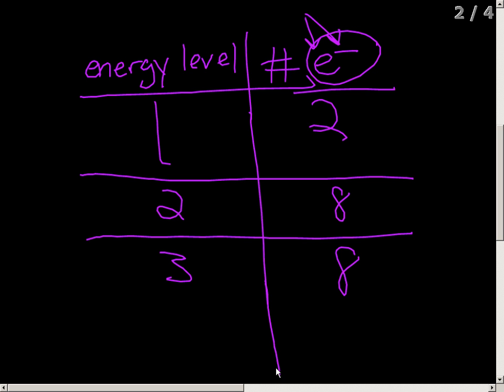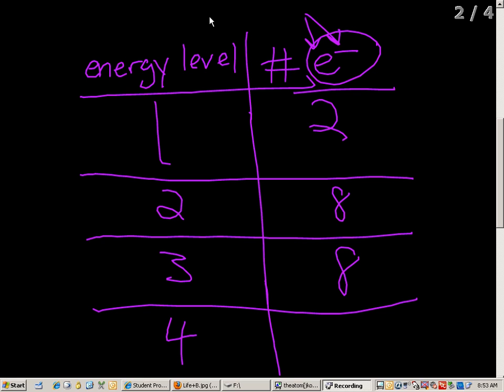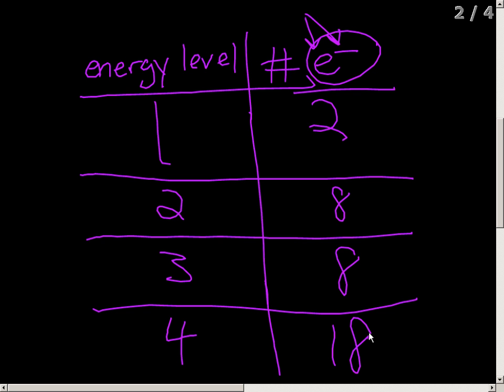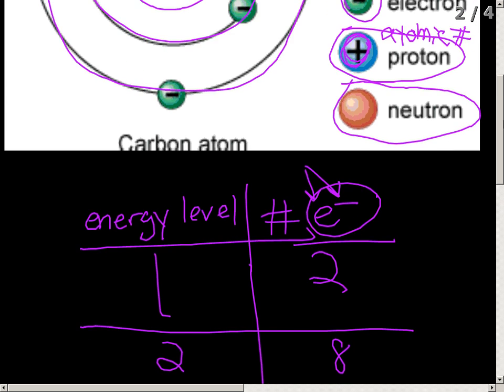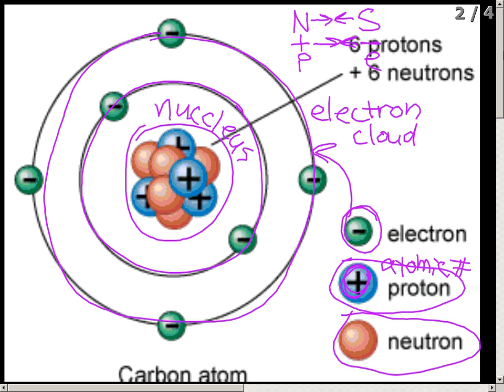And in the fourth energy level, you can have a total of 18. Now, later in the year, we're going to talk about where these numbers are coming from and why 1 has 2, 2 has 8, 3 has 8, and 4 has 18. Here's a clue though, and I'll talk about this in class. Look at the periods of the periodic table and how many elements are in each period. Later, when we talk about the actual shape of electron clouds, you'll see why it is.